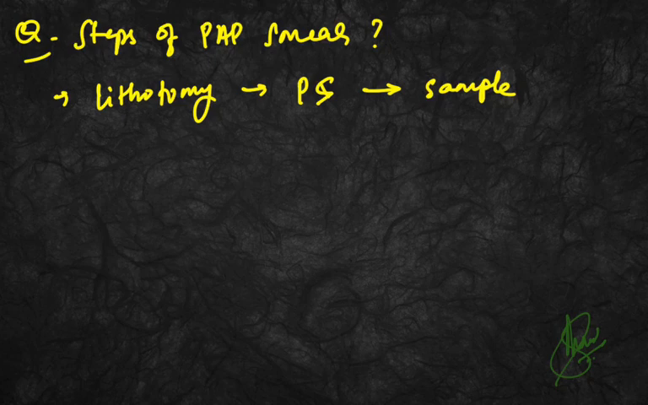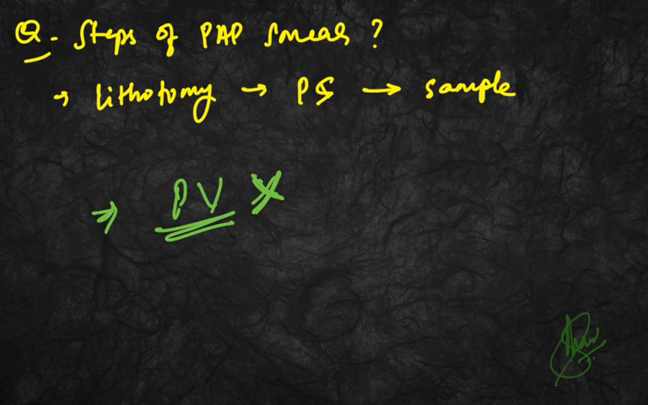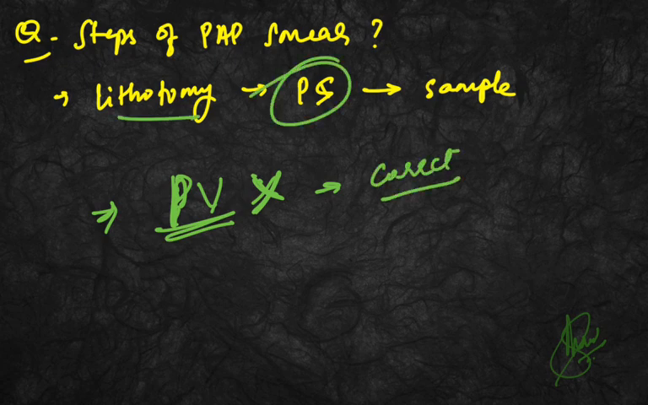Steps of pap smear, that is very simple. Some marked per vaginal, that was in the options, but that is incorrect. Per vaginal will not be done, because we will not get the correct result if we use that. So per speculum, lithotomy position, and the sample will be taken.